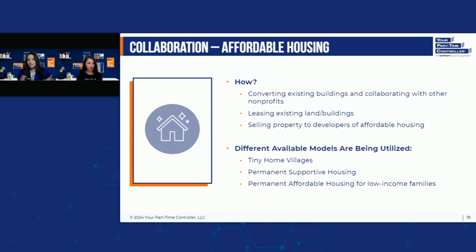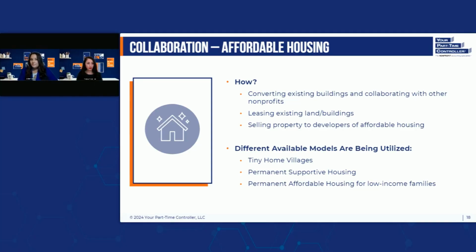So how are they doing this? What does this look like? With that shift in attendance, organizations may have under or unutilized buildings into affordable housing. They can lease some of their existing buildings and space to build affordable housing units, or they just sell some of their property to developers of affordable housing.